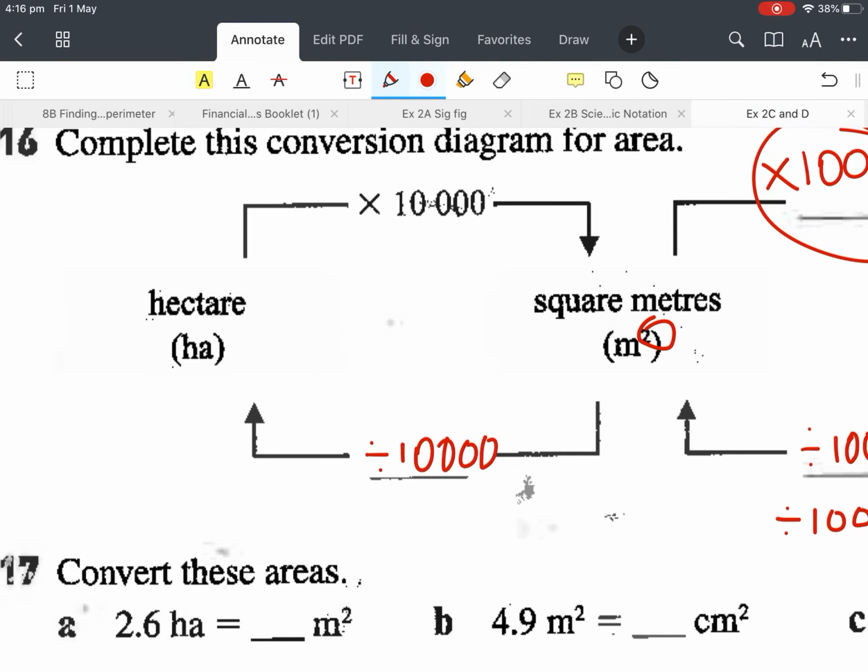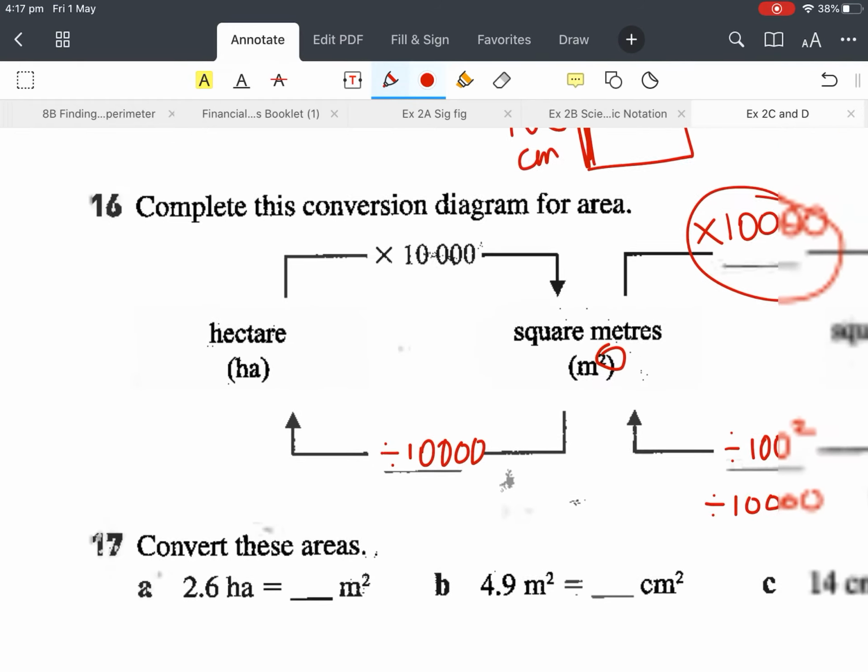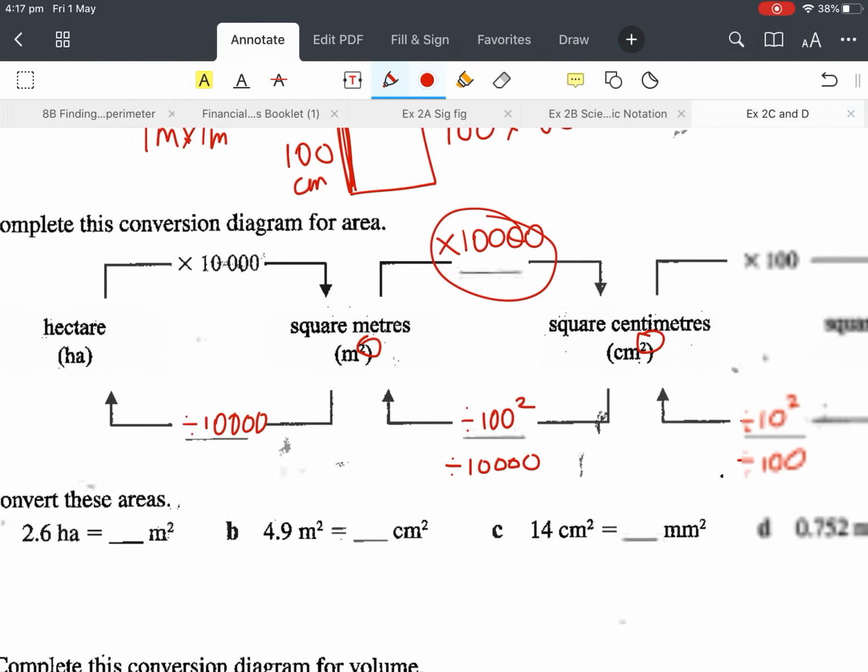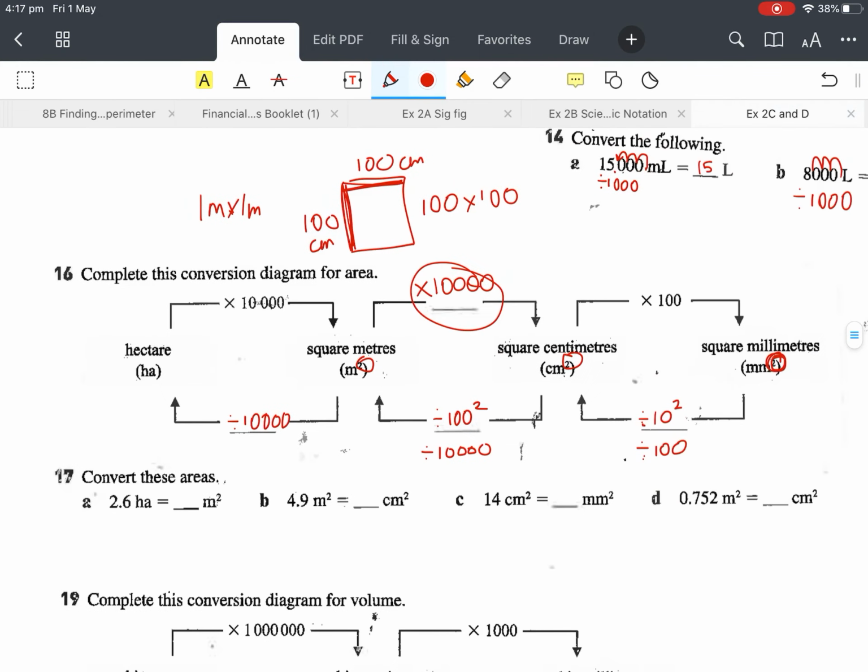Square metres to a hectare is a little bit different because a hectare is not our usual measurement, is it? So that's why that one's a bit different. All right. So there's our conversion diagram. Let's have a go at these questions and follow our diagram.